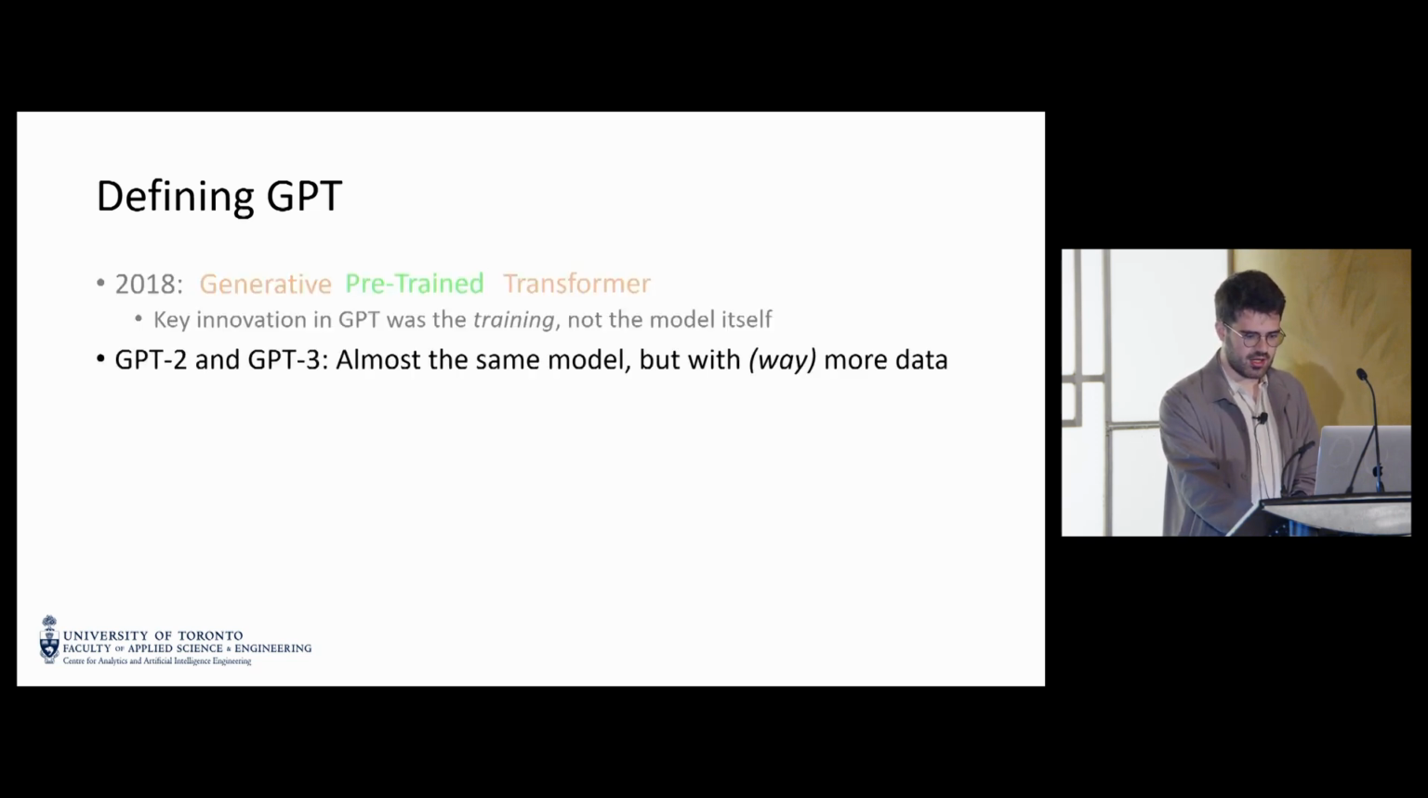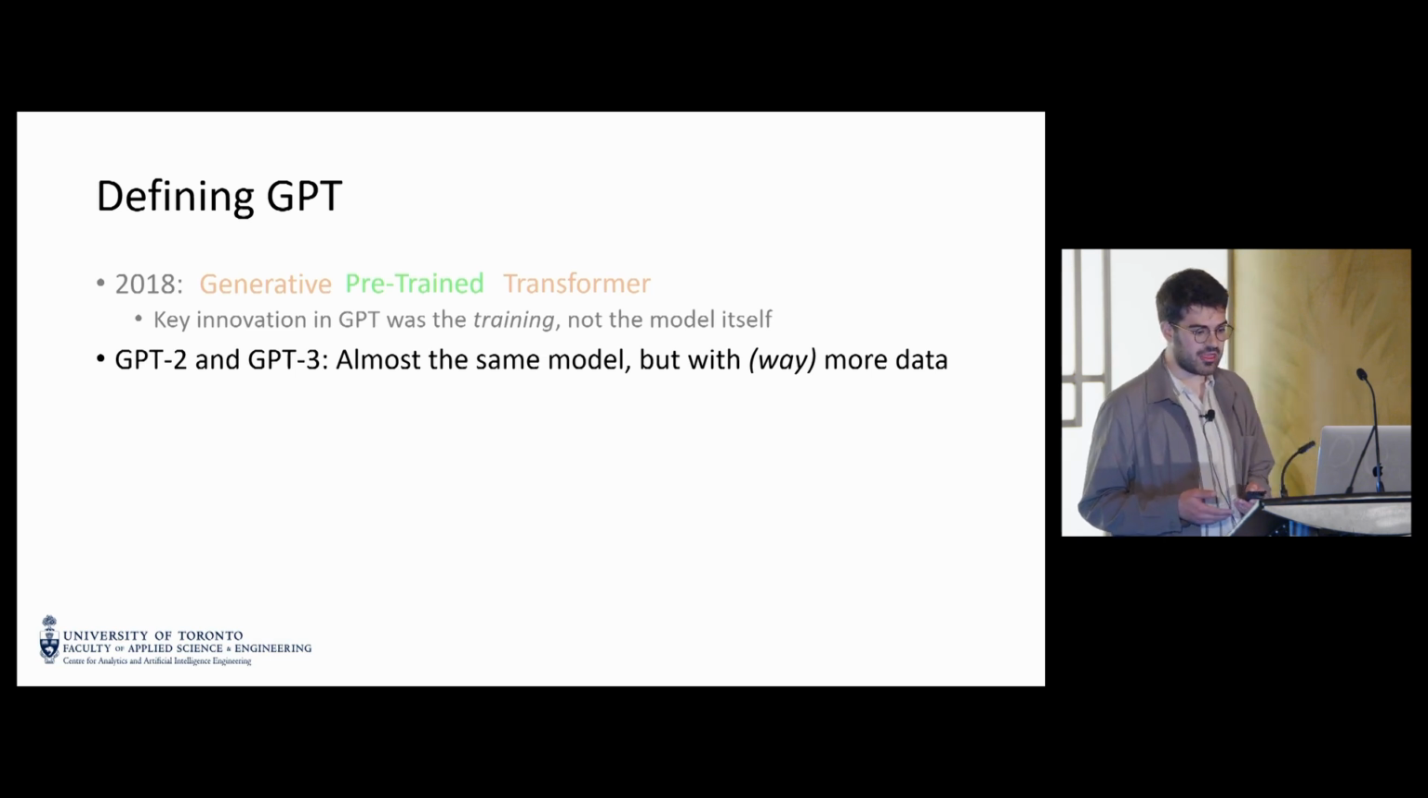GPT-2 and 3 are almost exactly the same model as that original GPT, but they each introduce some slight modifications that allow them to be trained with substantially more data. GPT-2 is trained with about 10 times the amount of data as the original GPT, and GPT-3 is trained with about 1,000 times the amount of data. And then GPT-4 is trained on even more data than that.